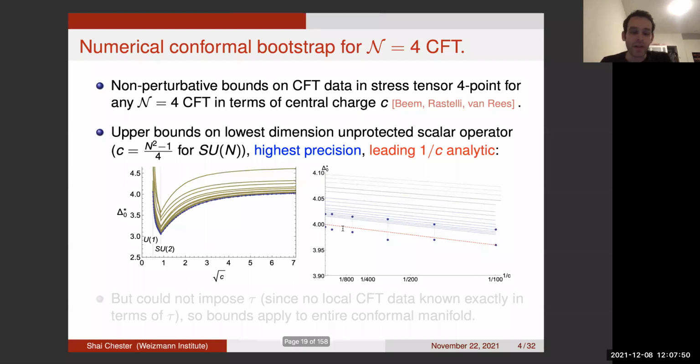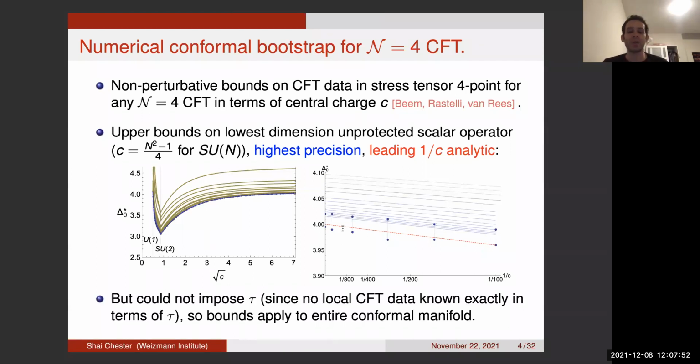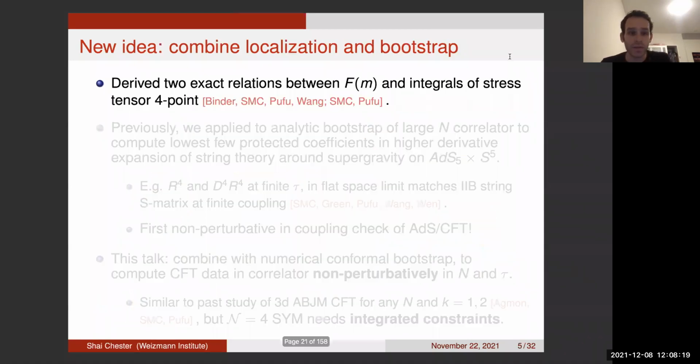The limitation of this study, though, is that they didn't know how to input the value of tau into the bootstrap. And so their bounds were applying to the entire conformal manifold. The reason why it was hard to put the value of tau into the bootstrap is that there is no local CFT data which at the time was known exactly in terms of tau. Now, of course, all local CFT data depends on tau, but in some very complicated way. And so you don't know how to put it in some non-perturbative way. Okay, so that's the review of the previous numerical bootstrap studies.